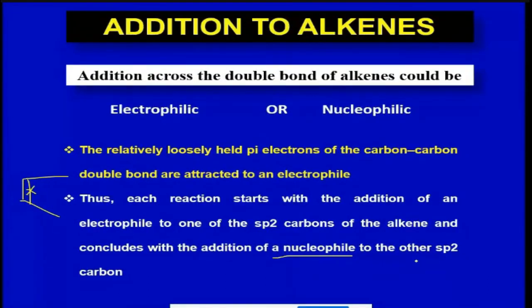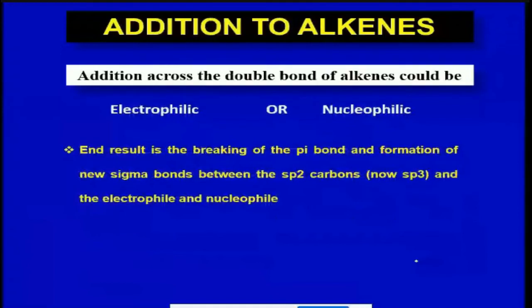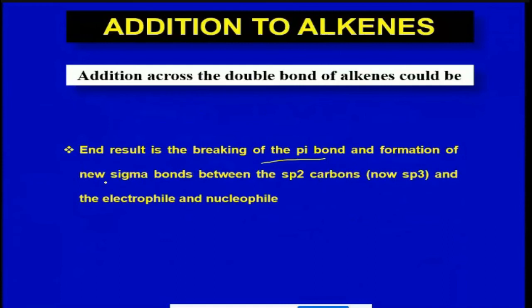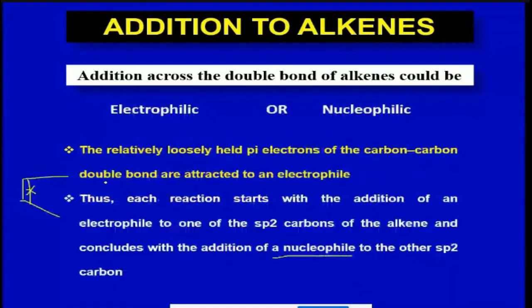The reaction is initiated by the attack of the pi electrons of the sp2 carbons on the electrophilic part, or the electrophile. So what is the end result? The end result is the breaking of the pi bond. As I told you, that double bond is converted into a single bond with the formation of new sigma bonds. So this new sigma bond and this new sigma bond are formed.